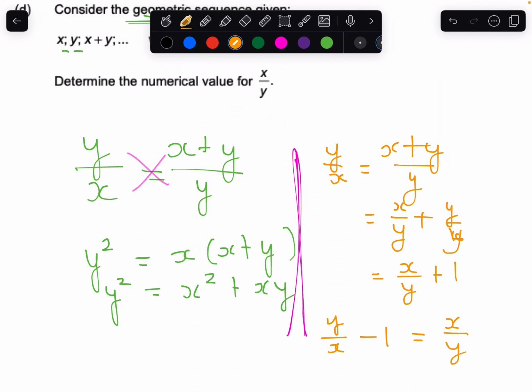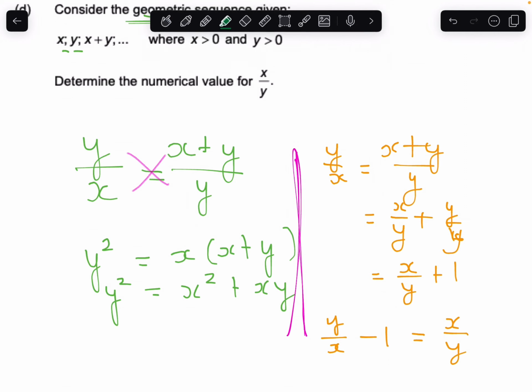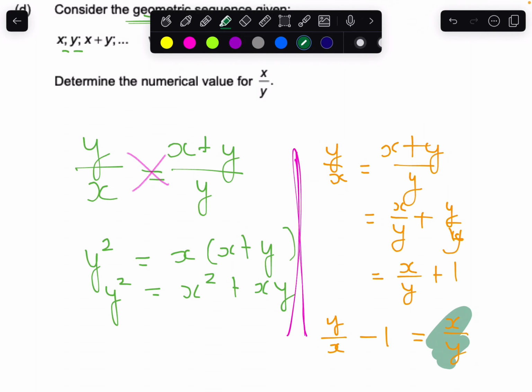I don't know how this profits us, but it did make me excited ever so temporarily, because at least now we've got an expression where x over y is showing up. But yeah, it's still a bit of the pits. It's still a little bit of the pits. Determine the numerical value for x over y.